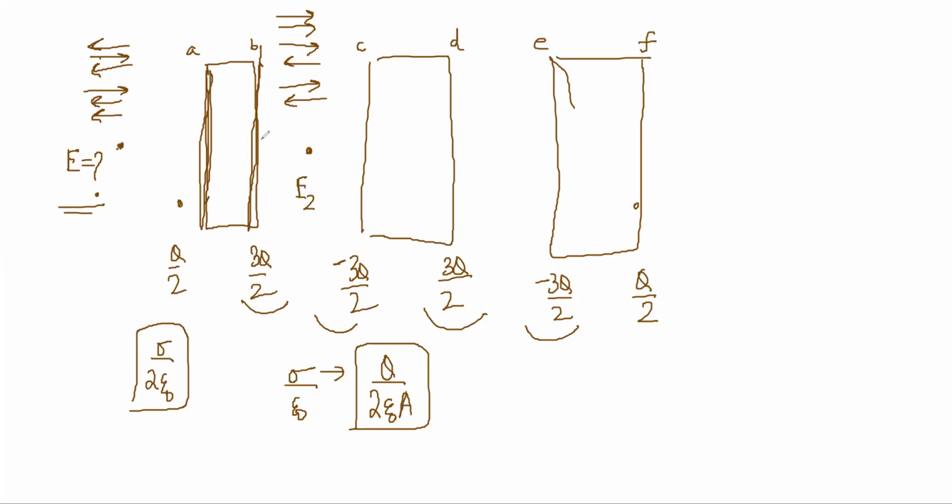Correct? Yes, sir. So Q by 2, 3Q by 2 in this side, and then minus 3Q by 2 it adds, right? And then 3Q by 2 in this side. So this cancels, this one cancels, right? And minus 3Q by 2 is again this side, and Q by 2 is this side. So this one cancels this one, right? So the net field is due to this surface, which is this side, and this surface, which is also this side, right? You understood? Yes, sir. So similarly, you can find the field at all points, right?